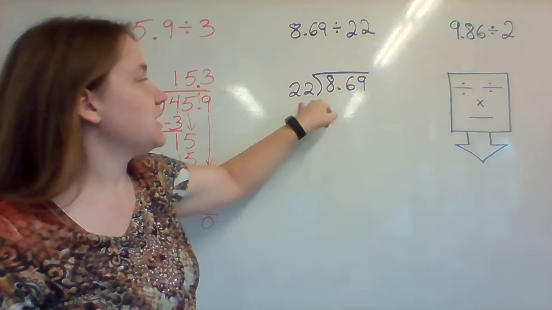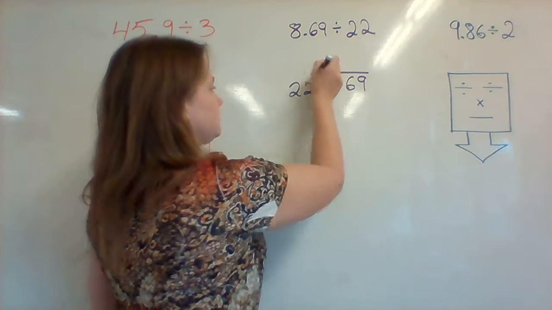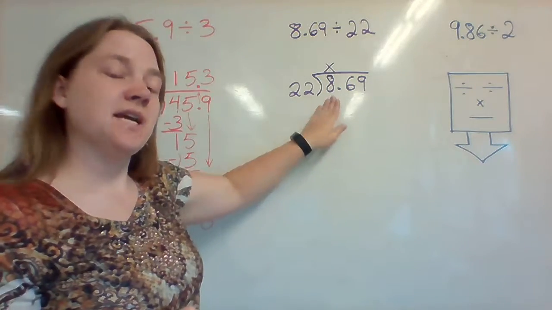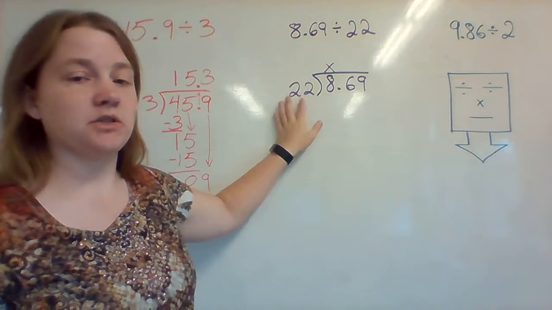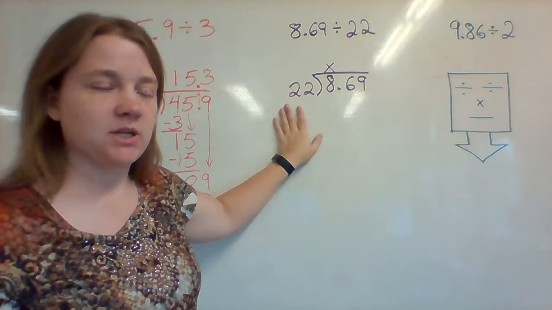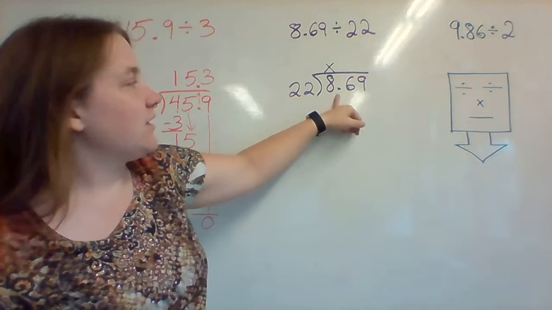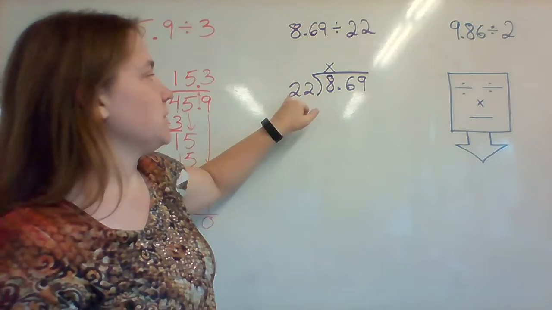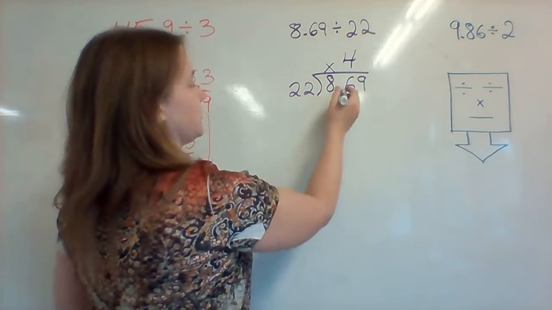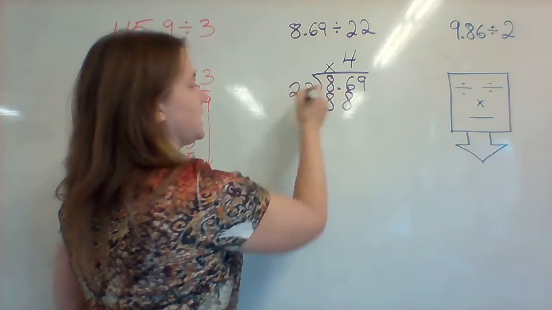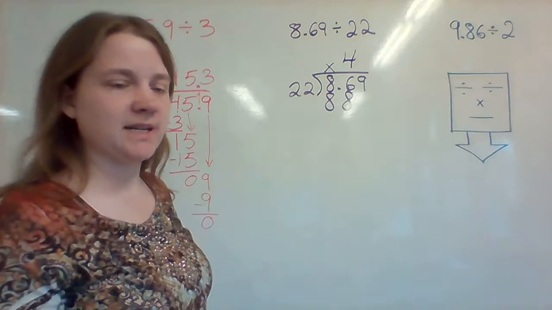22 goes into 8 no times. It doesn't. 22 goes into 86. I'm working with two 2's here, so I know that 22 times 1 is 22, times 2, I just double that, is 44, and so on. Let's go ahead and try 4, because 2 times 4 is 8. Uh-oh. I'm a little bit too high on there, so all I have to do is make some adjustments.